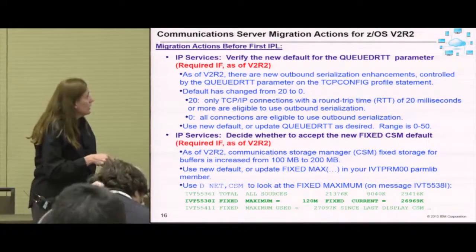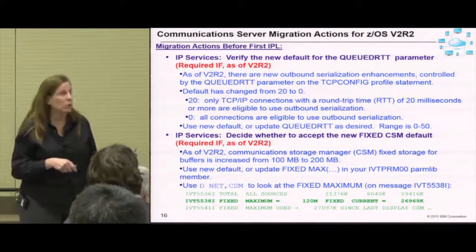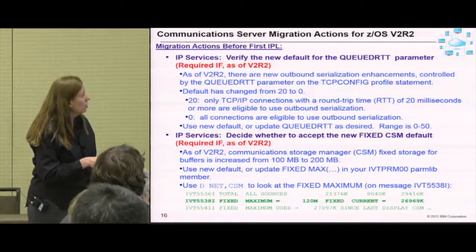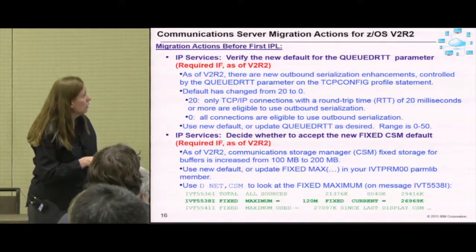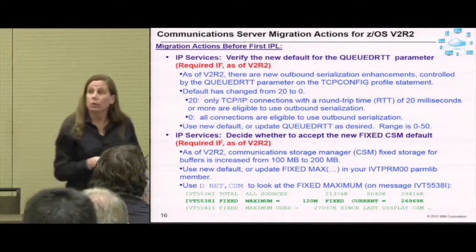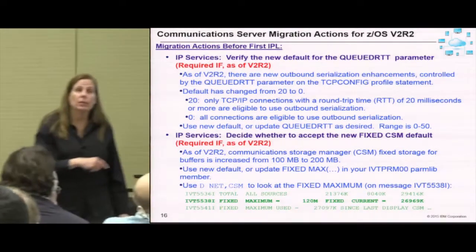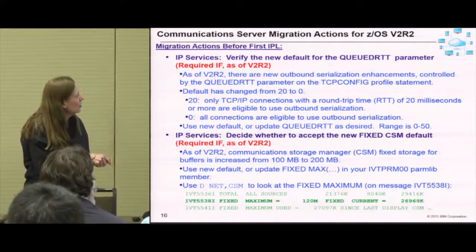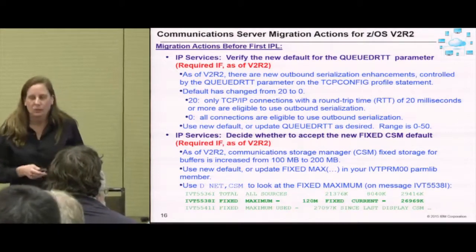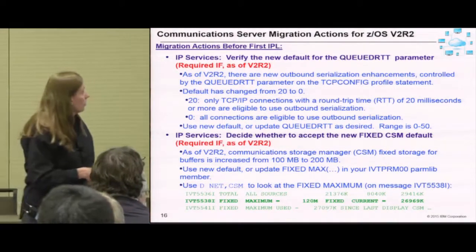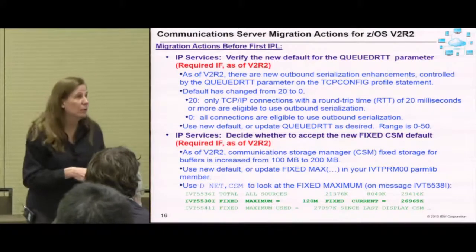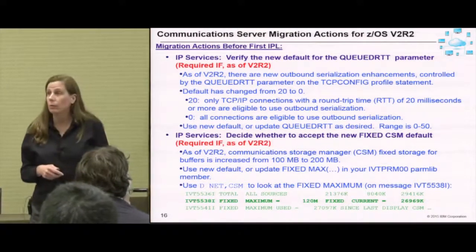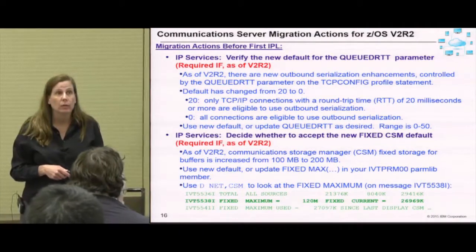And you can do a D NET,CSM to look at what storage you are using. This is a really big output from this command, but if you just look right here, you'll see it. And that should look familiar, because I logged onto Washington System Center's system to get this number on this chart. So that's where I got the sample output for this. Just be aware it's moving from 100 megabytes to 200 megabytes, and I can see that Washington System Center is using 120 meg fixed for their buffers.